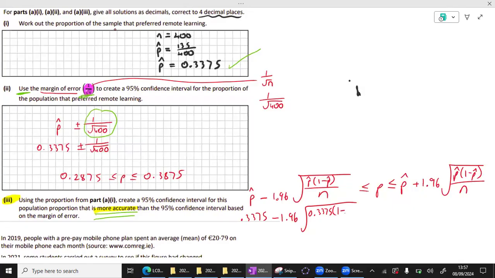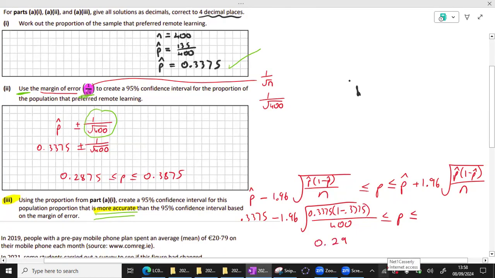0.3375, 1 minus 0.3375, all over n, which is 400. Now it's going to be the same on the other side, so I'm going to take a bit of a shortcut. I'm going to do this side first: 0.3375 minus 1.96 square root. Hit my fraction button, 0.3375, 1 minus 0.3375, all over 400. Now, this is giving me 0.29116. So we'll do 0.2912 because we're told to do it to 4 decimal places.